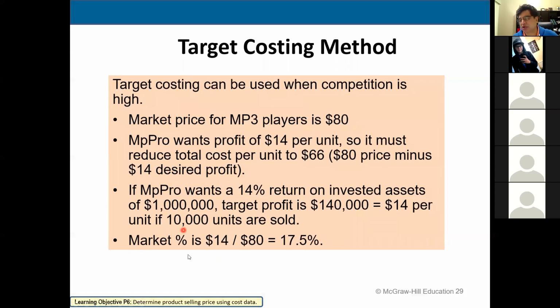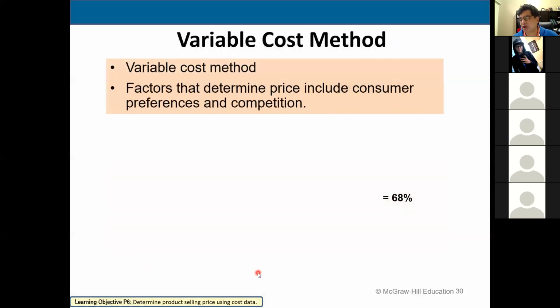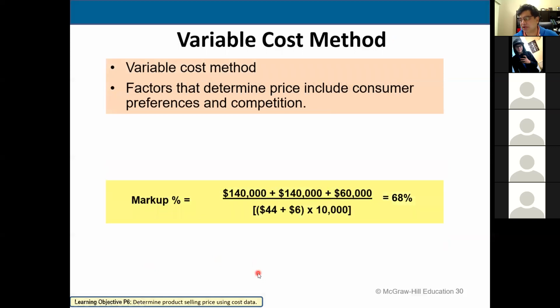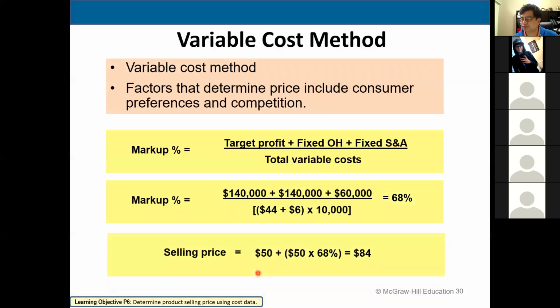You can do it as a percentage of the market price. If you do it as a percentage of the market price, it's 17.5% of $80. This $14 profit is 17.5%. If you do it based upon the variable cost, it will be 68%. So $50 is the variable cost, 68% of that you add to it, total is $84. Just a different way to do it.